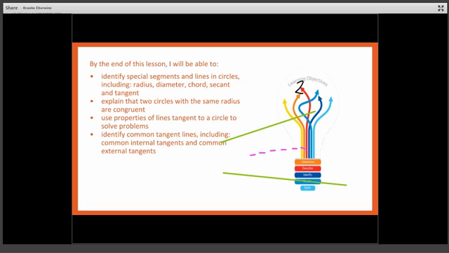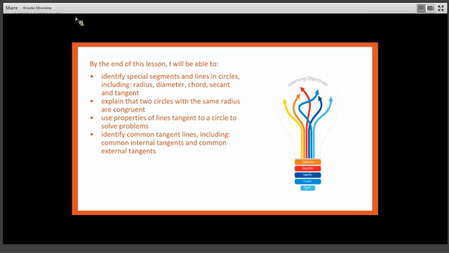Next, I want to do an example where we can use common external tangents. Here I give you two circles, circle A and circle B, and I want to find the distance between the centers of the circles in the figure. So using our diagram, let's draw a segment that joins the centers of these two circles, because that's the distance we are looking for. I'm going to draw a segment containing A and B. That blue distance, AB, is what we are looking for.